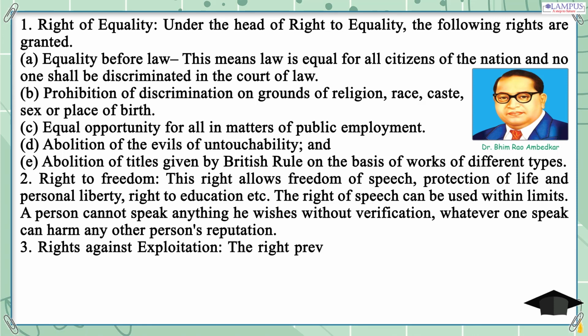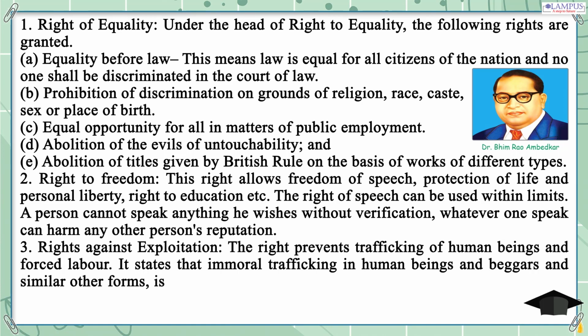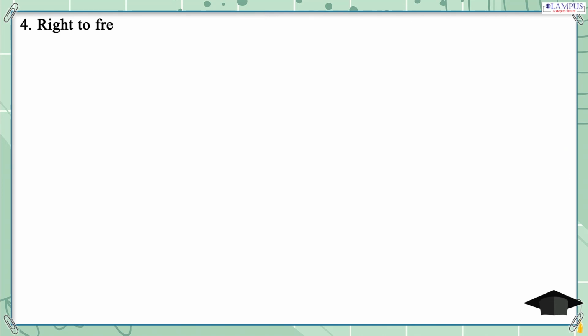3. Rights against exploitation. The right prevents trafficking of human beings and forced labor. It states that immoral trafficking in human beings and beggars and similar other forms is an offense and is punishable under law.